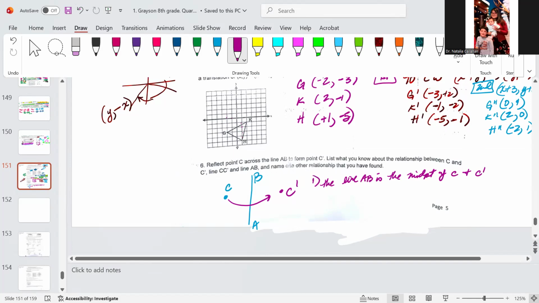And name the other relation that you found. If AB is vertical, C would be reflected over the y-axis to get C prime, right? Yeah. I mean, but AB can also be horizontal, but we don't know. But I mean, we're just assuming, right? That's why I say if AB is vertical. I don't know. I think that's about it. I don't know what else there is to say.